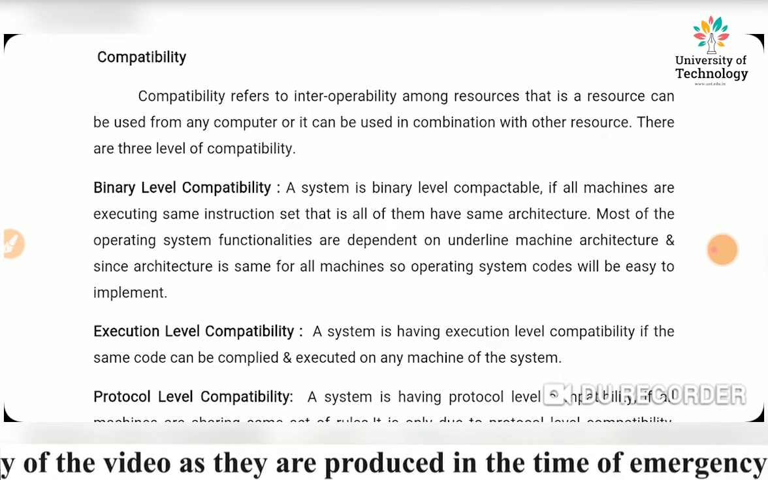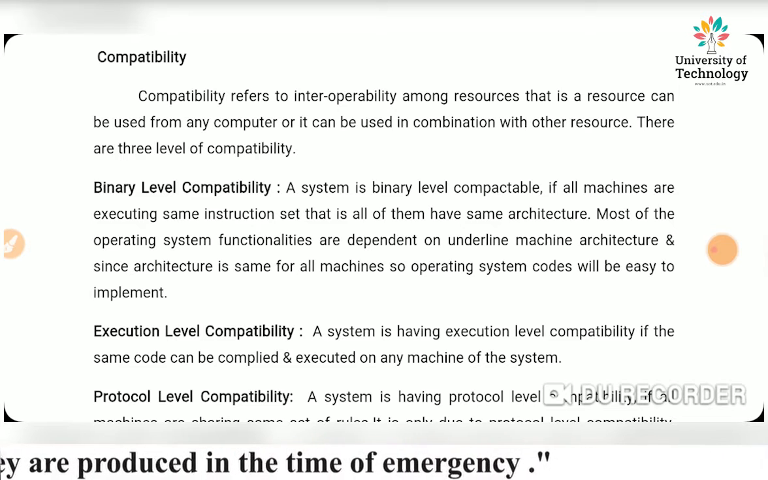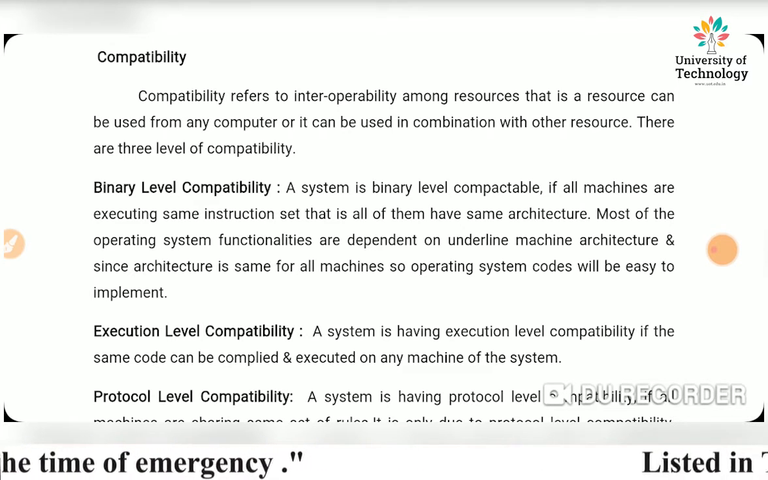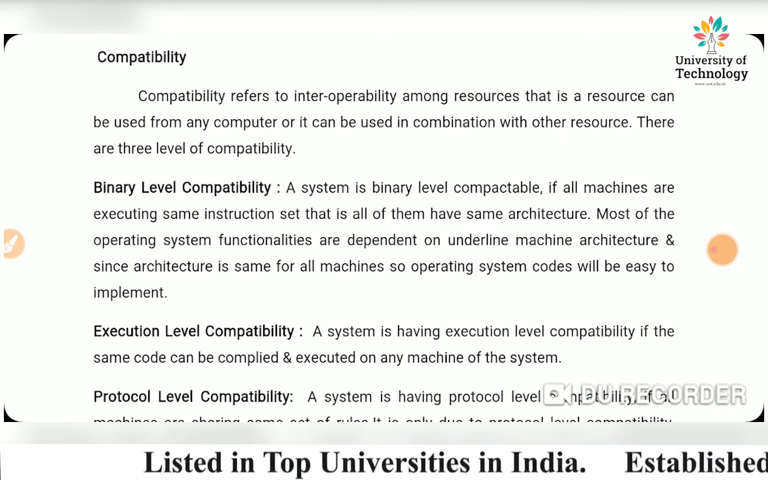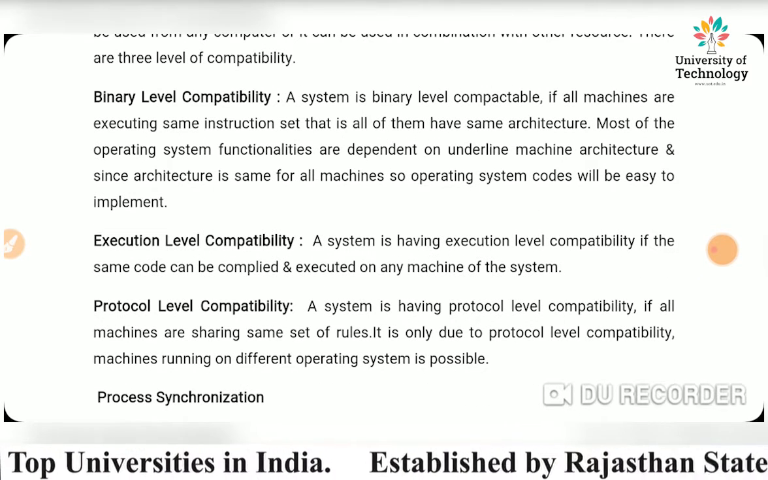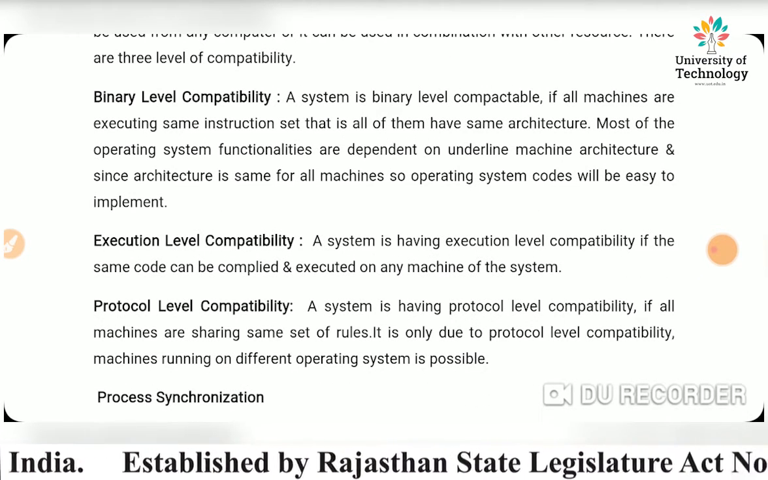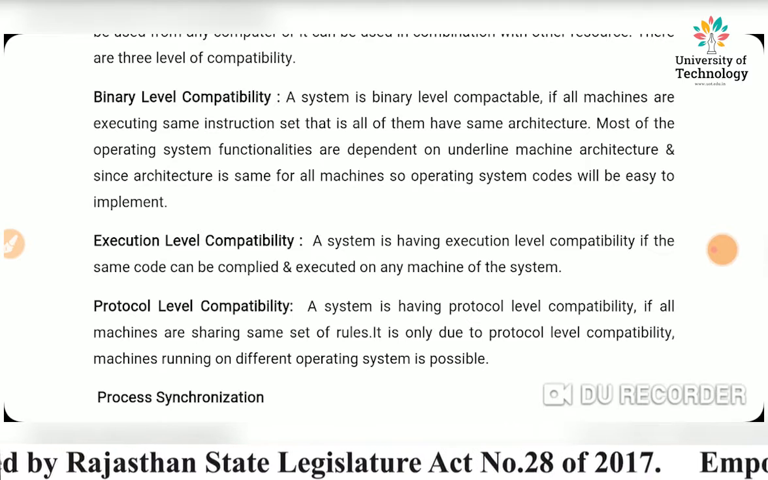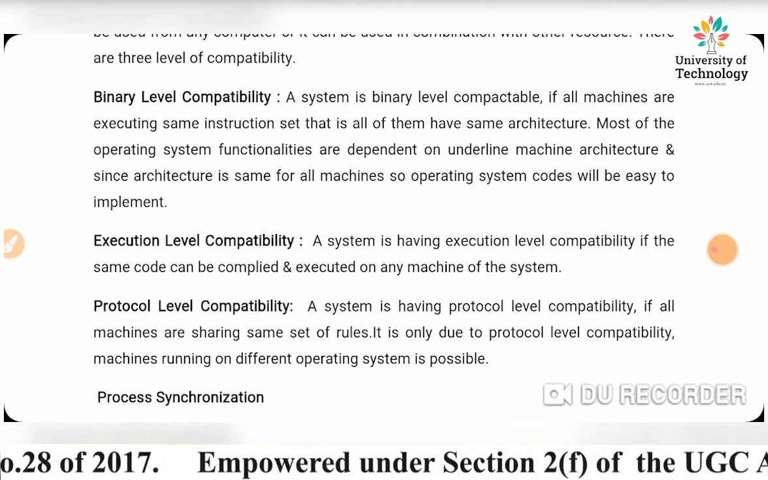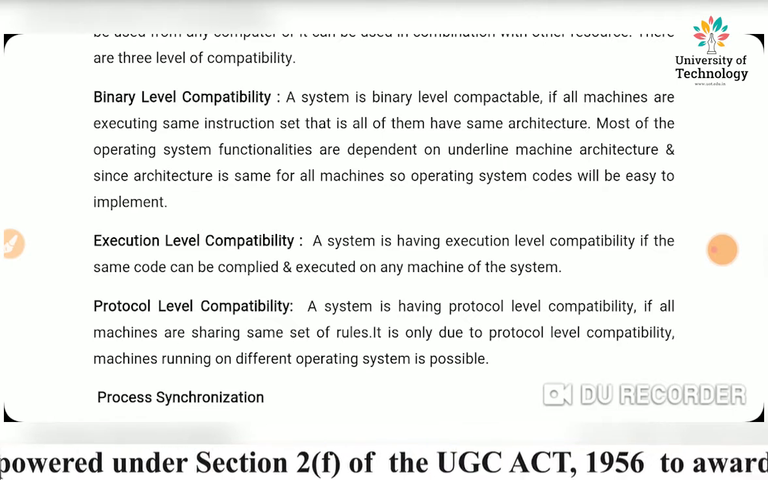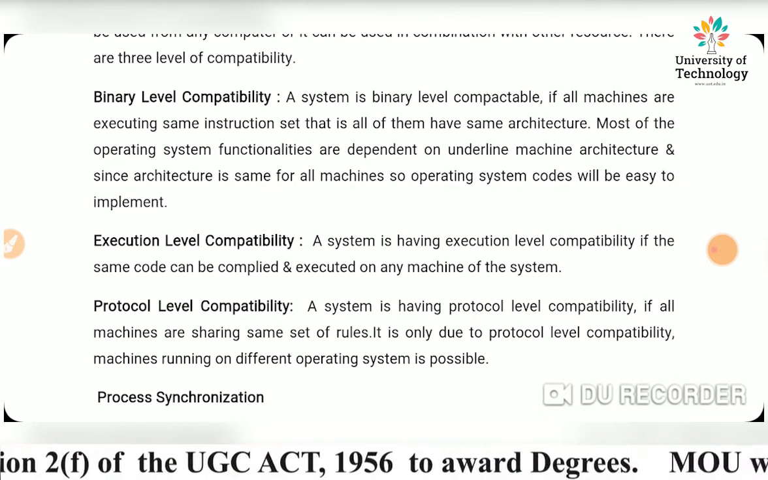Next, execution level. A system has execution level compatibility if the same code can be compiled and executed on any machine of the system. Next, protocol level. A system has protocol level compatibility if all machines are sharing the same set of rules. Okay, what do you mean by protocol? Protocol is a set of rules and regulations.